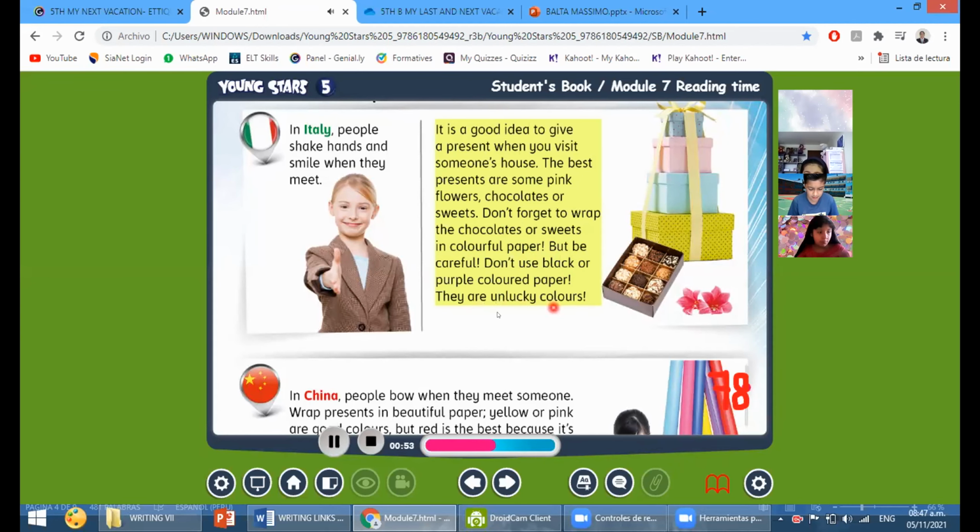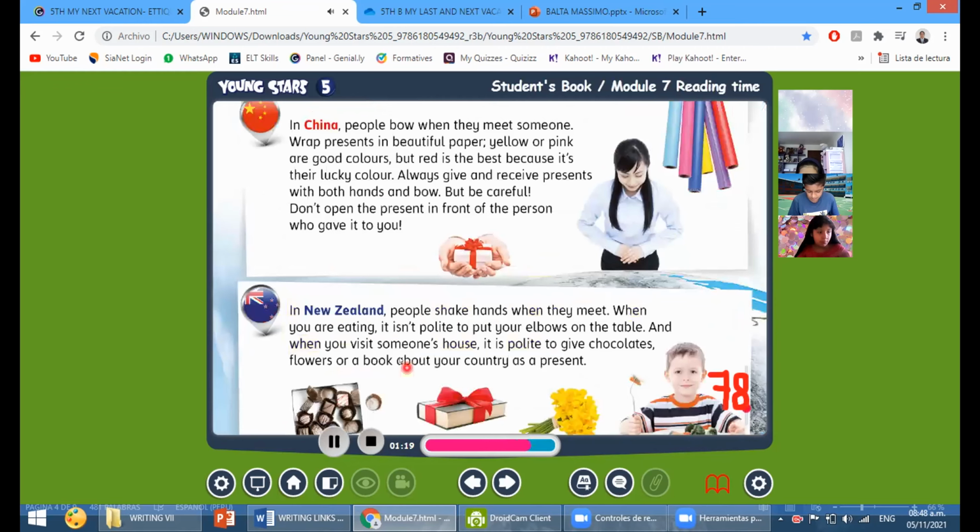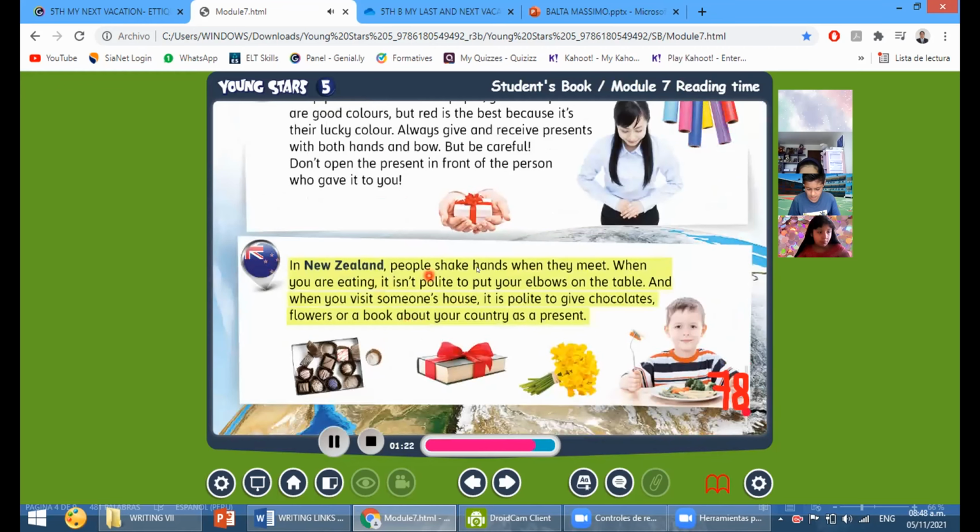They are unlucky colours. In China, people bow when they meet someone. Wrap presents in beautiful paper. Yellow or pink are good colours, but red is the best because it's their lucky colour. Always give and receive presents with both hands and bow. But be careful. Don't open the present in front of the person who gave it to you. In New Zealand, people shake hands when they meet. When you are eating, it isn't polite to put your elbows on the table. And when you visit someone's house, it is polite to give chocolates, flowers, or a book about your country as a present.